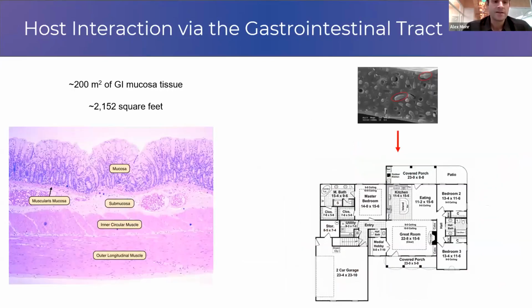So just to put things in perspective, if we were to remove someone's gastrointestinal tract and basically dissect it and map it out, we're talking about 200 square meters of gut mucosal tissue. You also have to think about all the surface area that we have with the villi, of course, and the microvilli that we have on enterocytes. And this effectively translates to a family house when we look at a blueprint, right? We're over 2,000 square feet.